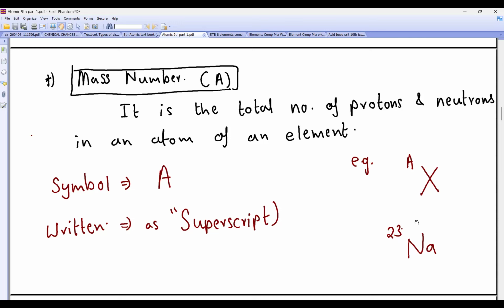Write this: mass number. It is the total number of protons and neutrons. And what is the symbol for this? A. And it is written as superscript, either on the left hand side or on the right hand side. You can write on both the sides.